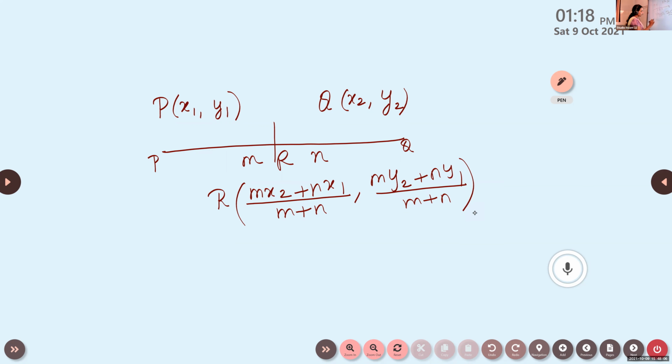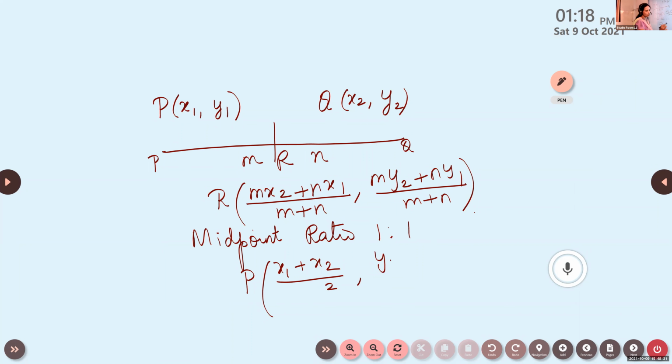Suppose it is the midpoint. Midpoint means the ratio will be the same. The midpoint ratio is always 1:1. So in that case, the midpoint is given by x1 plus x2 by 2, y1 plus y2 by 2. Add the x coordinates and divide by 2, and add the y coordinates and divide by 2.